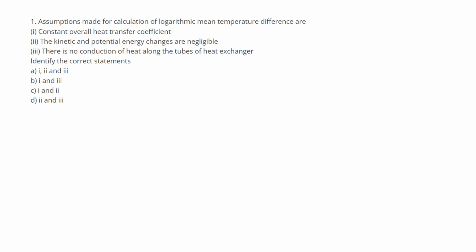The first one is constant overall heat transfer coefficient. The second is that kinetic energy and potential energy changes are negligible. The third option is that there is no conduction of heat along the tube of the heat exchanger. So which one is the correct statement? First option, all are correct; second, 1 and 3; third option, 1 and 2; and D option, 2 and 3. So what will be the answer for this?